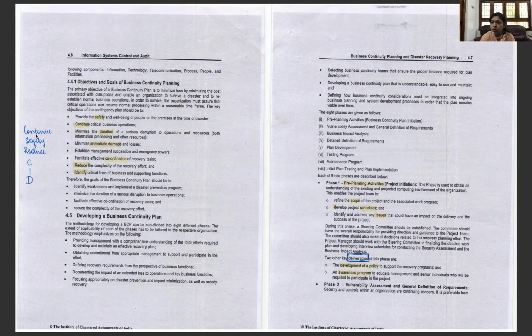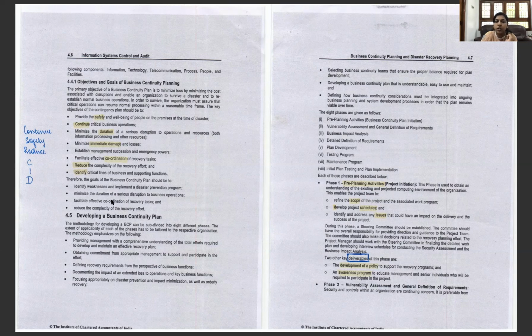The objectives and goals of BCP are continue safety and reduce CID. Continue what? Continue critical business operations. Safety: safety and well-being of the people on the premises at the time of the disaster. Reduce what? Reduce the complexity of the recovery effort. And then CID: C for coordination of recovery tasks, I for minimize the immediate damages and losses, and D for minimize the duration of serious disruptions.